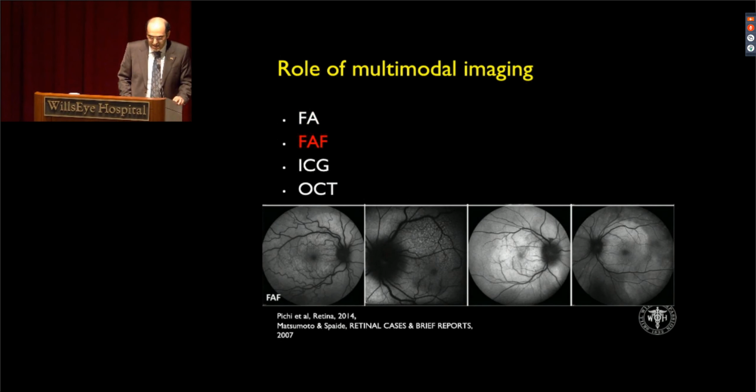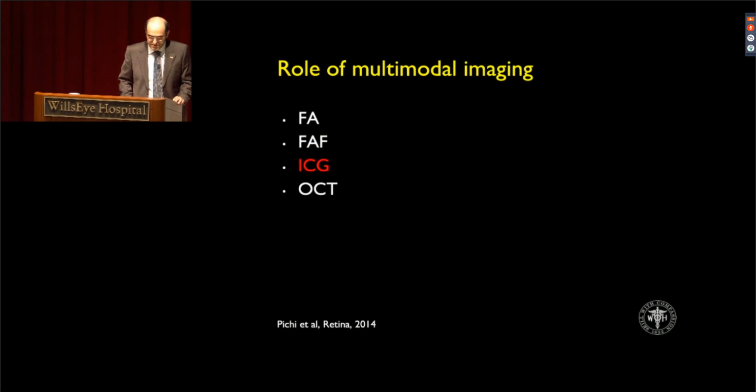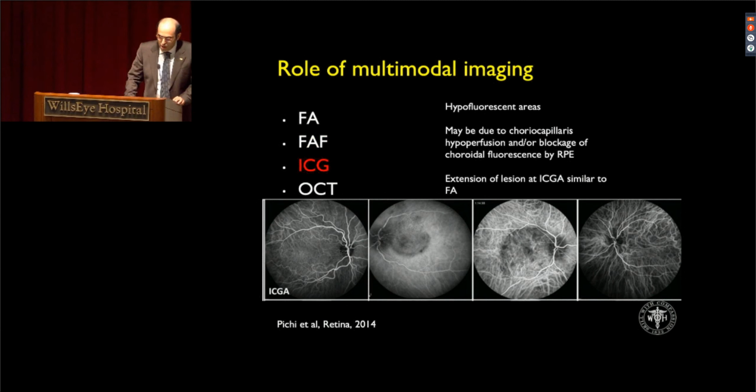FAF usually shows increased hyperautofluorescence compatible with borders of the lesion, and the increase in autofluorescence may be due to accumulation of lipofuscin in the RPE and in part incomplete phagocytosis of outer segments. ICG shows hypofluorescence, which is due to choriocapillaris hypoperfusion and blockage of choroidal fluorescence by the RPE, and extension of lesions in ICG is similar to FA.